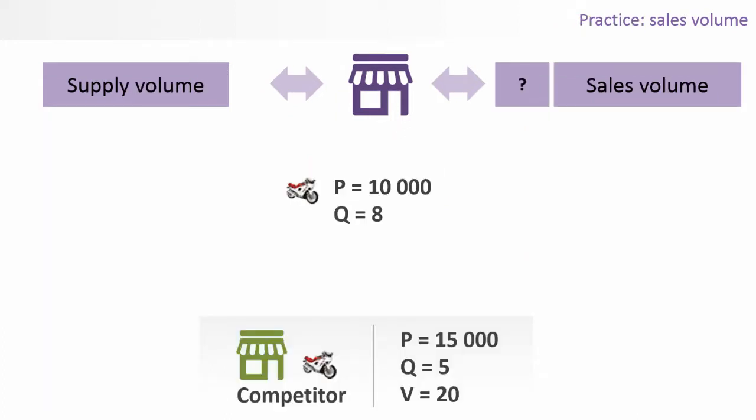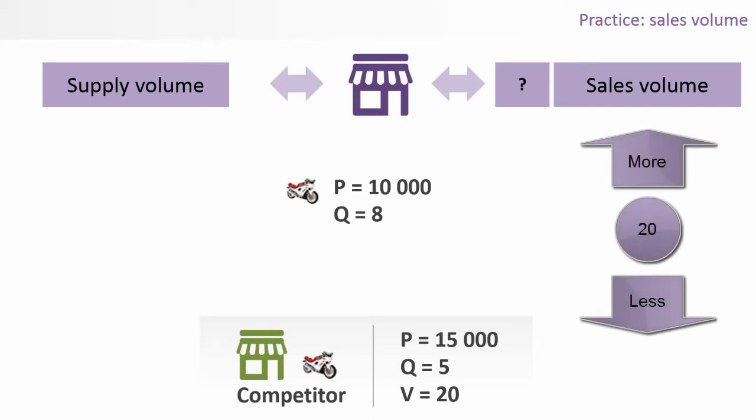Let's train. So, we have a store with a motorcycle in its product line. Its quality is 8. The price is 10,000. Our competitor having motorcycles in his product line managed to sell 20 motorcycles at quality 5 with a price of 15,000. Your task is to determine the number of sales of your store. Will it be equal to, greater than, or less than your competitor's sales volume? In order to give the answer, click on the corresponding button.